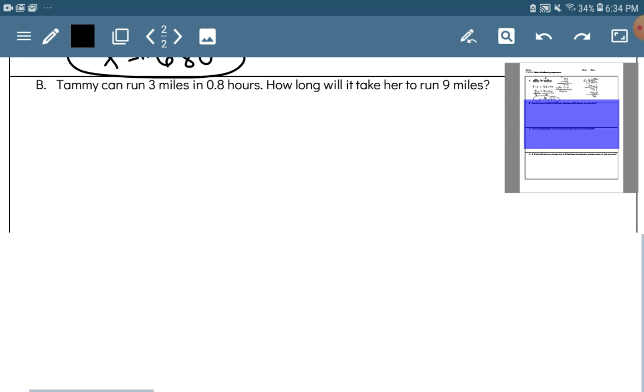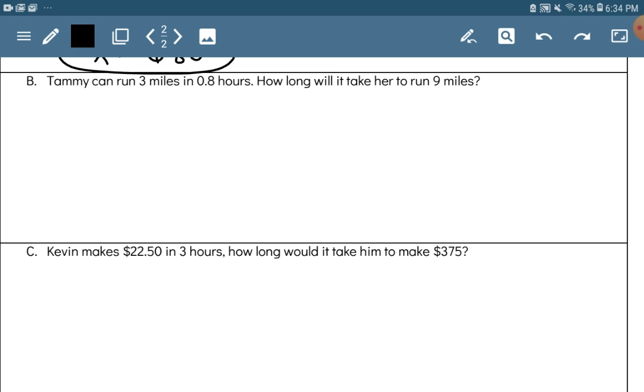Moving on to example B. Tammy can run 3 miles in 0.8 hours. How long will it take her to run 9 miles? So this one's a little trickier because it's not set up for us.